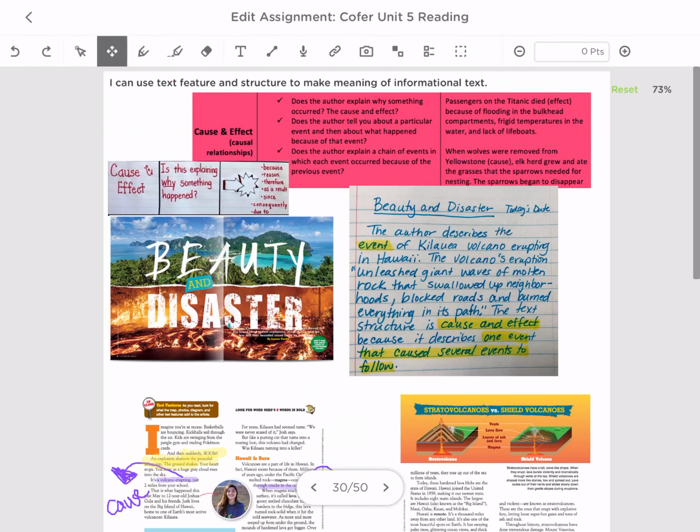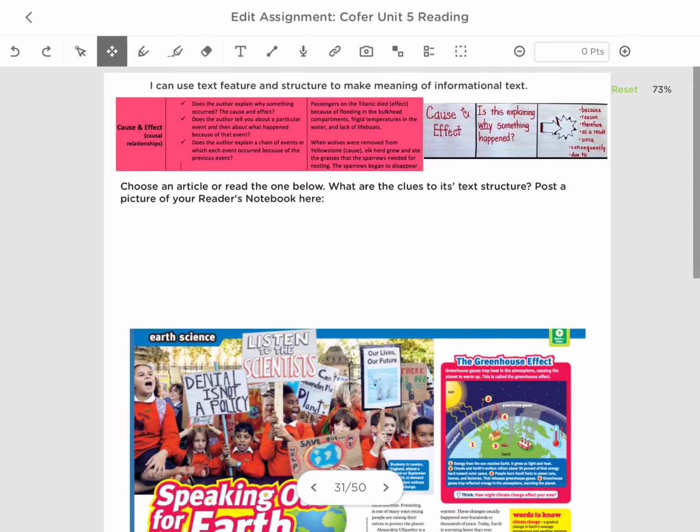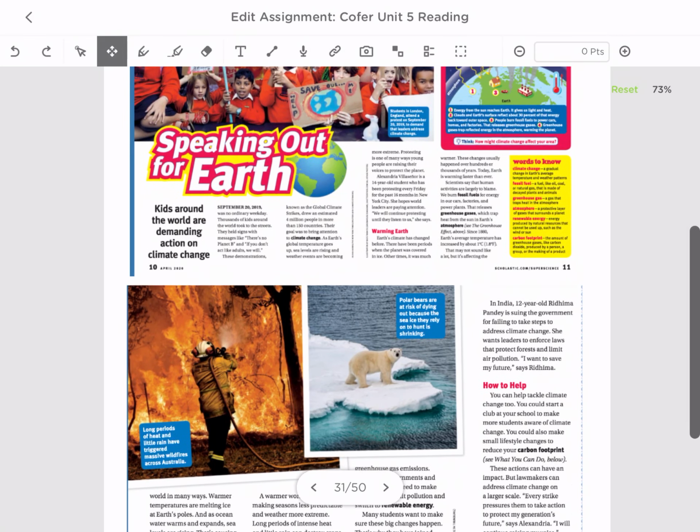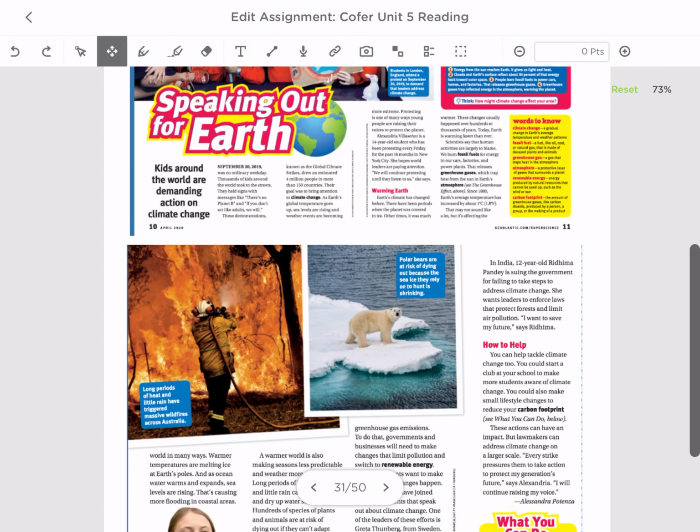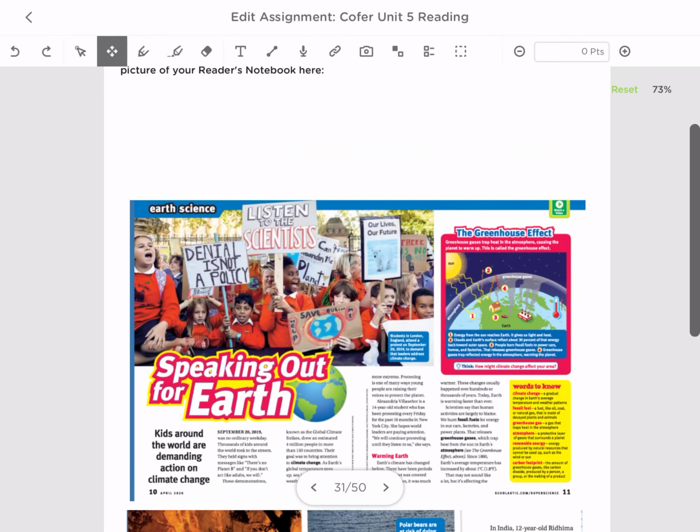I hope that you enjoyed learning about the cause and effect text structure. It's probably one of Miss Kofer's favorites. Next, what you're going to do is click over a slide, and Ms. Kofer included an article for you to read and annotate, highlight, and show your thinking. It's about speaking out about the earth and climate change. I think you're really going to enjoy that.